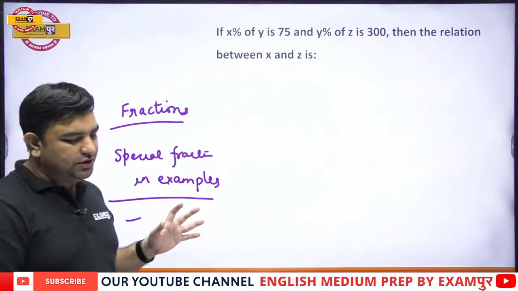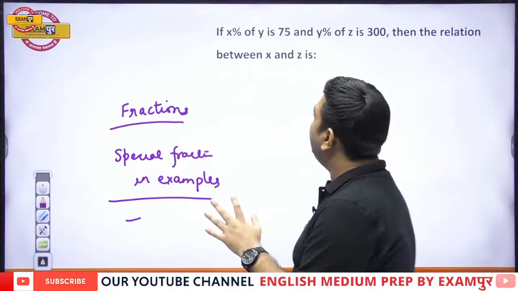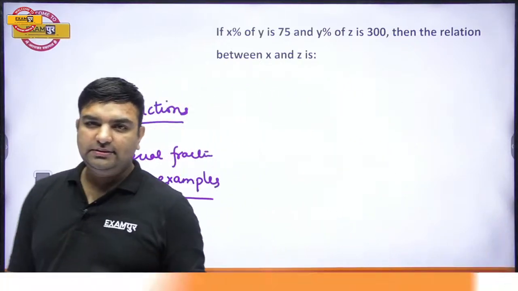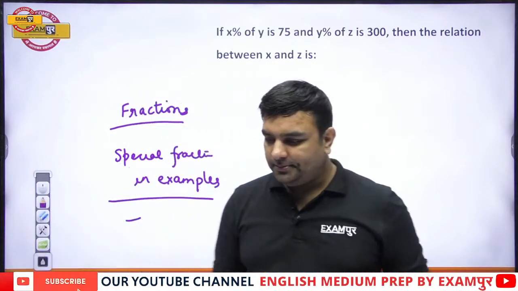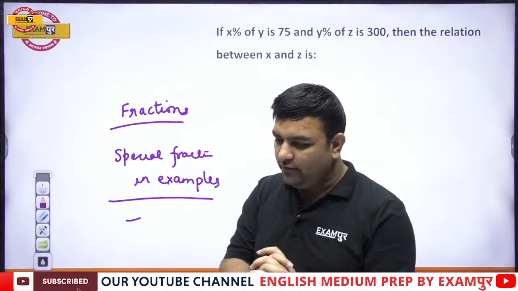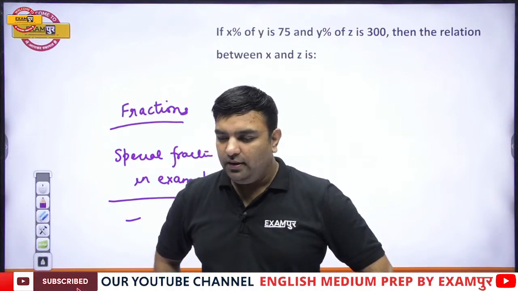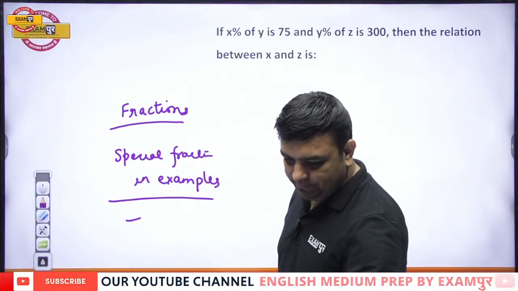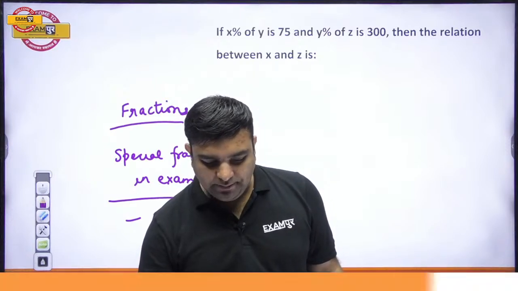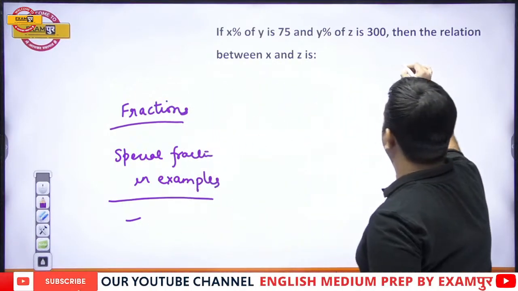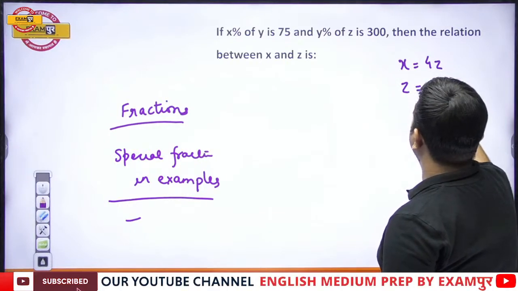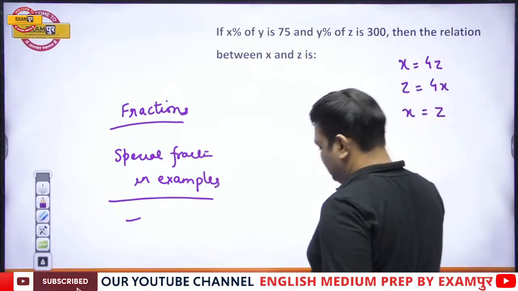So, this is the first question I'm keeping today: x% of y is 75 and y% of z is 300. What is the relation between x and z? Options would be something like this: x is equal to 4z, z is equal to 4x, x is equal to z, something like this.